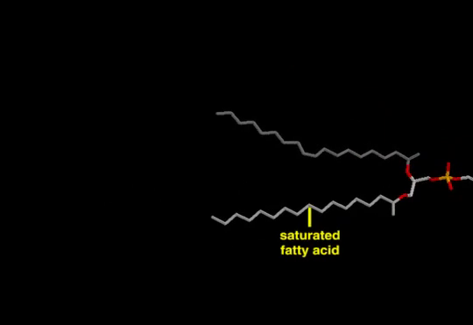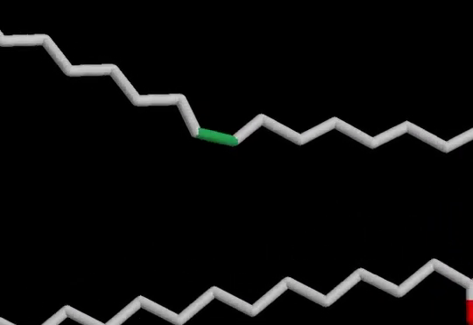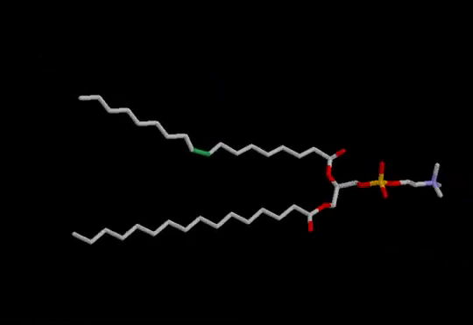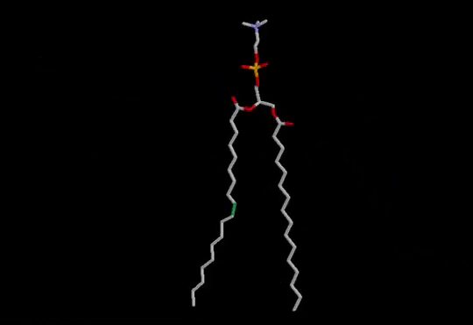The fatty acid tails on phospholipids can be saturated with no double bonds or unsaturated with 1 or more double bonds. The double bonds are usually in the cis configuration, which introduces sharp kinks. When forming a bilayer, unsaturated fatty acid tails pack loosely, which allows the bilayer to remain fluid. If there were no double bonds, bilayers would solidify to a consistency resembling bacon grease.